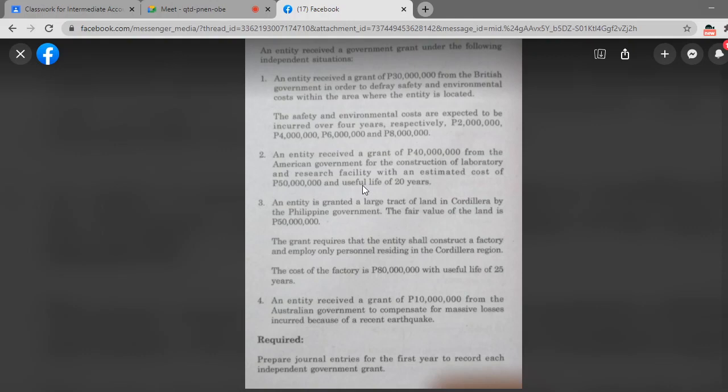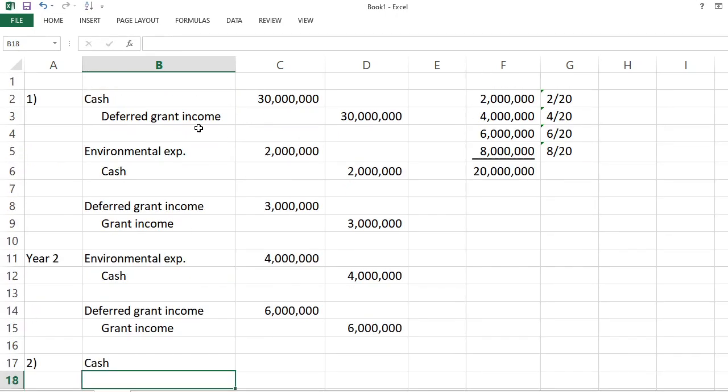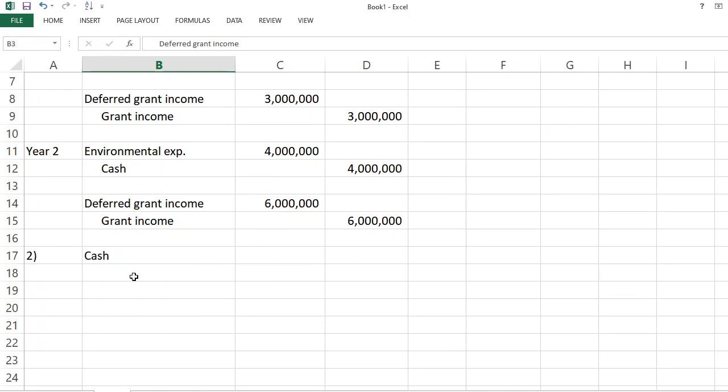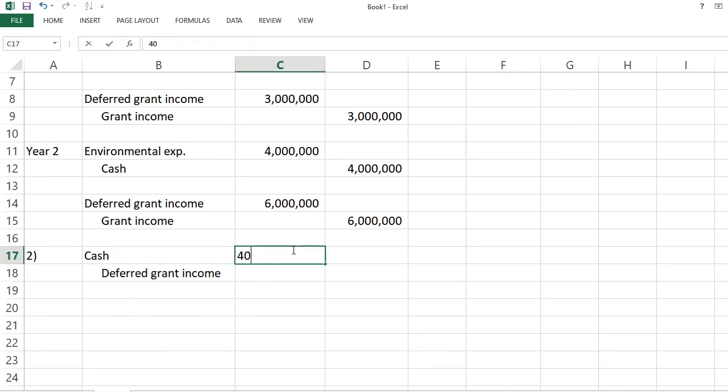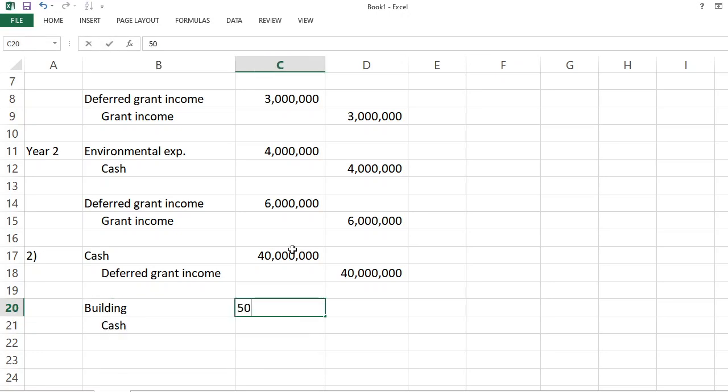Ano po bang sinabi ng item number 2? An entity received a grant of 40 million for the construction of a facility with an estimated cost of 50 million. So, binigyan niya tayo ng grant, pero ang iyahang kondisyones is dapat daw magtukod ta og facility or research facility. At ginawa nga naman natin. Sayang din naman yung grant, di ba? Na 40 million. So nagtukod tag building or research facility which has a cost of 50 million.